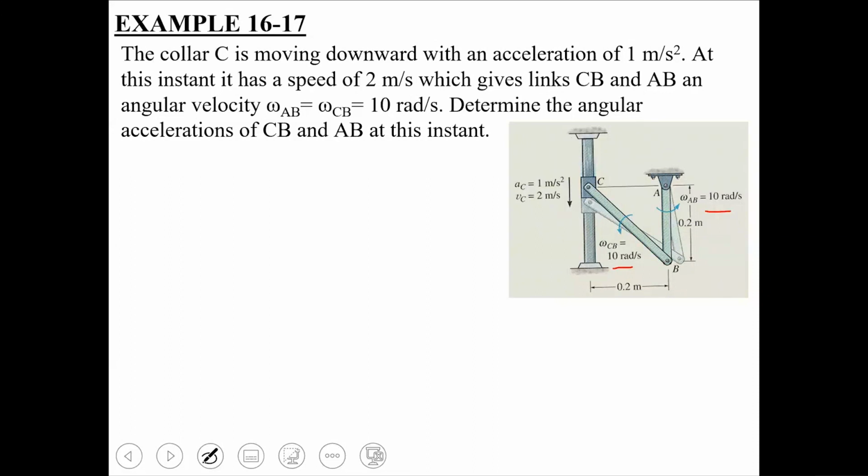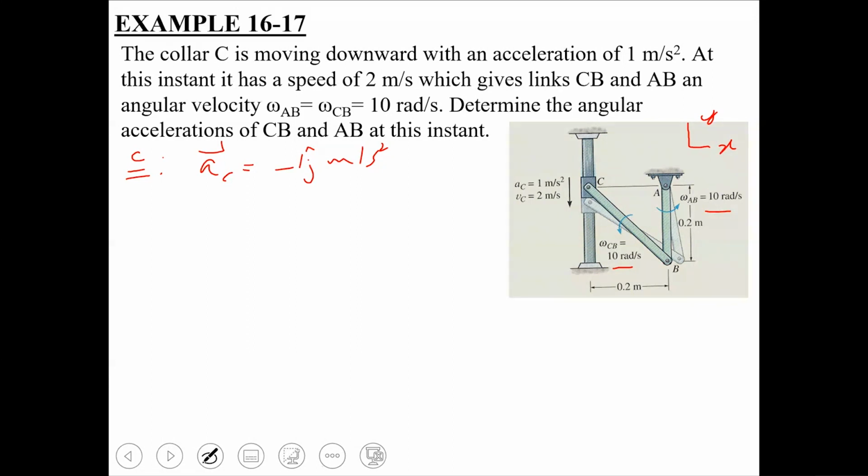Okay, now in order to perform the acceleration analysis, we are going to start our solution from the point where the motion is known to us. So since the motion of this collar is known to us, we are going to start with collar C. This collar is moving downward at a speed of 2 meters per second and an acceleration of 1 meter per second square. So we can write the vector AC as minus 1j meter per second square. ठीक है? Acceleration of point C हमें known है. So we have written that acceleration vector as shown to you here.